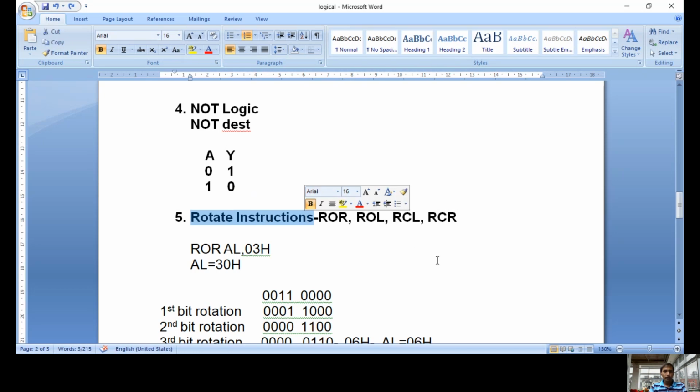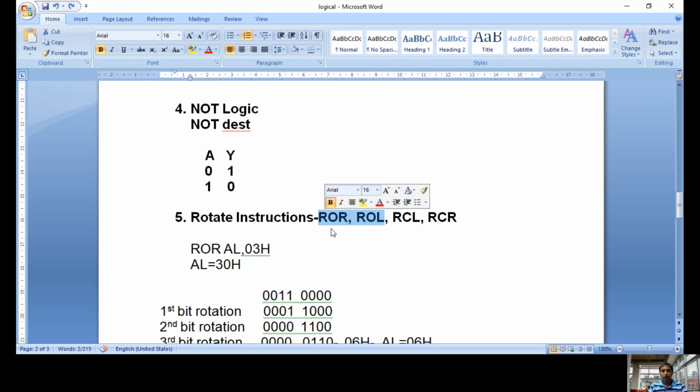Okay. Similarly, let us see other instructions, rotate instructions. Till now we observed just AND, OR, XOR, and NOT only. Let us see what is the functioning of rotate instructions. Here we have different types of rotate instructions. One is called ROR, which is rotate right operation. ROL is rotate left operation. RCL is rotate left through carry. RCR is rotate right through carry. This C indicates carry. So in these two cases, the bits are rotating through carry, whereas in the other two cases, bits are rotating without rotation of carry.